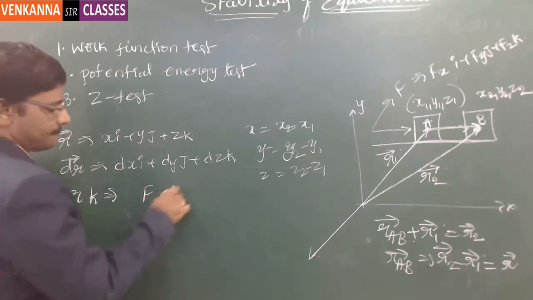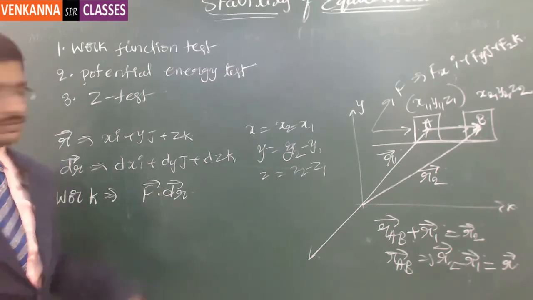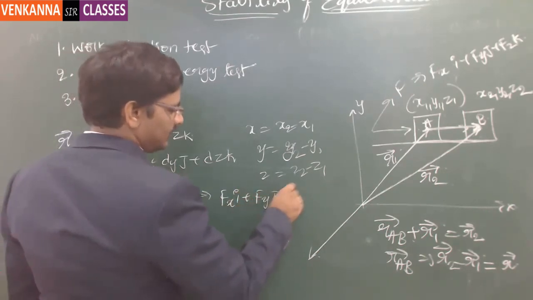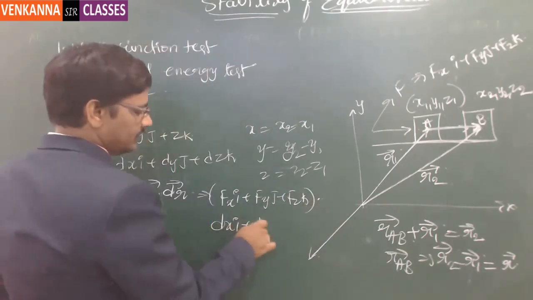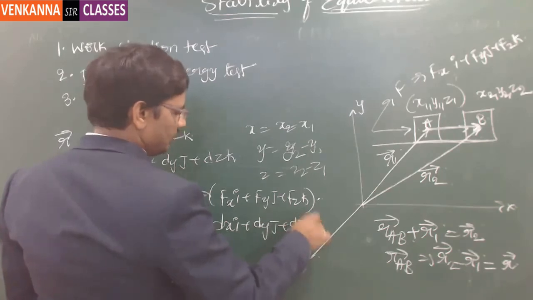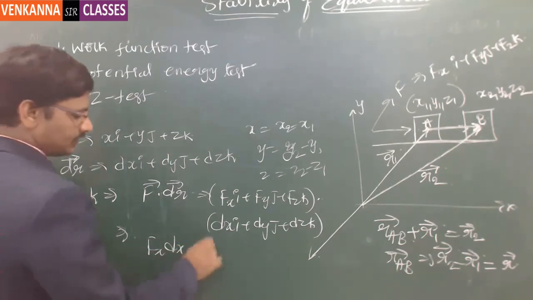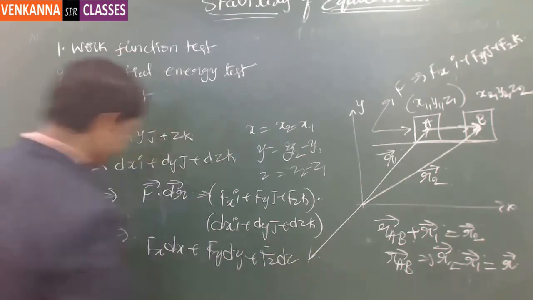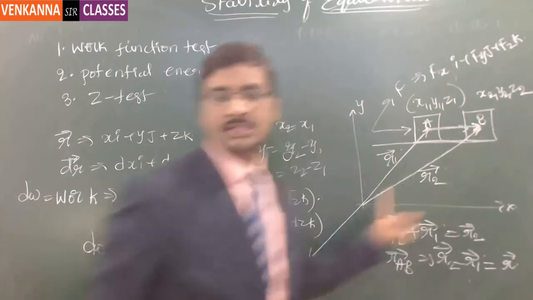force multiplied by the dr vector, which is a dot product between these two vectors. So this dot product: Fx into i plus Fy into j plus Fz into k, dot dx into i plus dy into j plus dz into k. The dot product of these two is going to be Fx dx plus Fy dy plus Fz dz. So this is nothing but the elementary work done. If you move your displacement by dr, this is the work done.